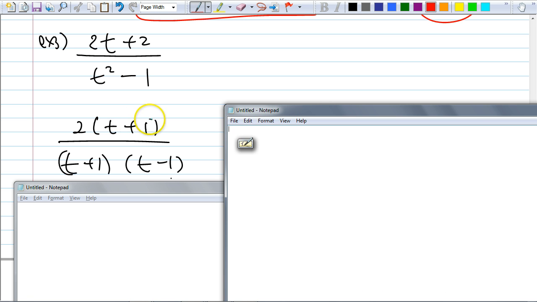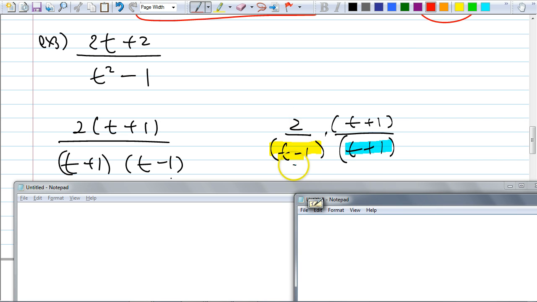Because you see that there's a t plus 1 on the numerator and there's another t plus 1 on the denominator. Now, could we rewrite it this way? 2 over t minus 1 times t plus 1 over t plus 1. Is that okay? Do you see why I did this? I switched the order of the denominator, how they're multiplying these factors, so that you get the same thing over same thing, and you could cancel them out.